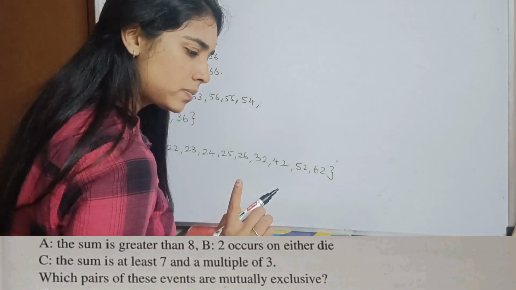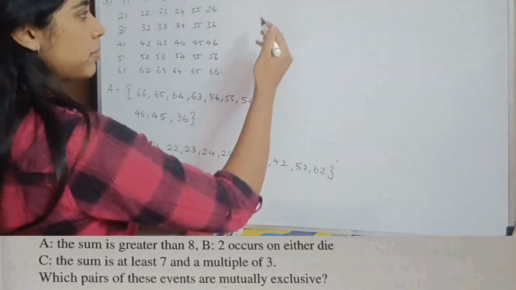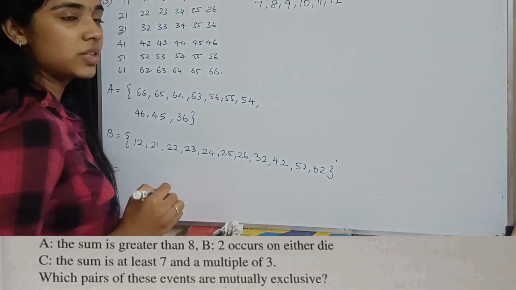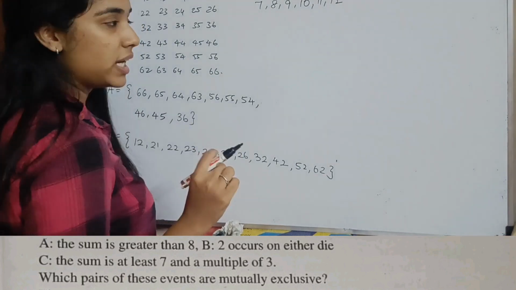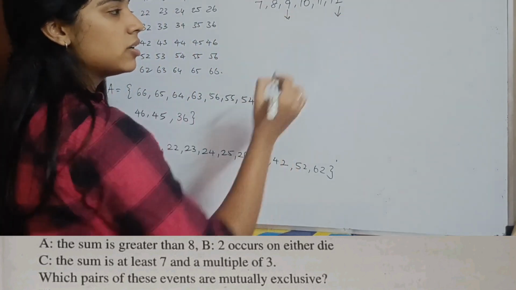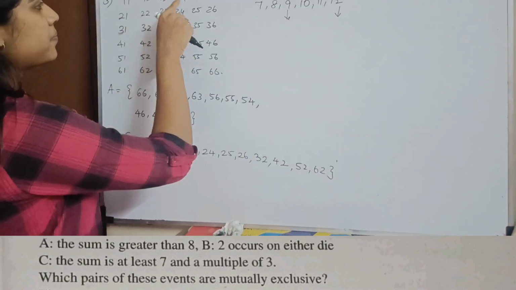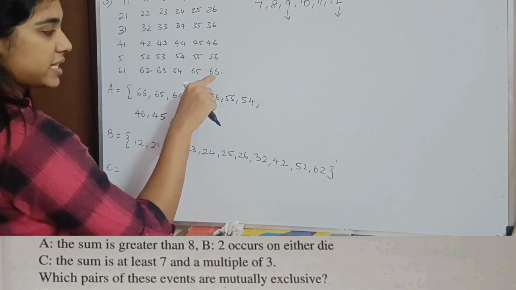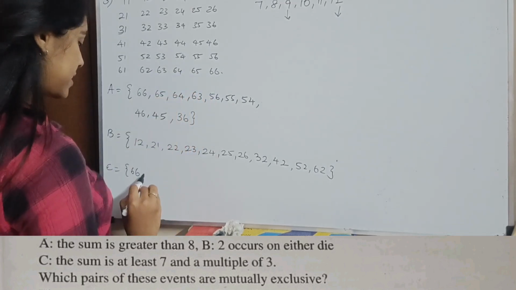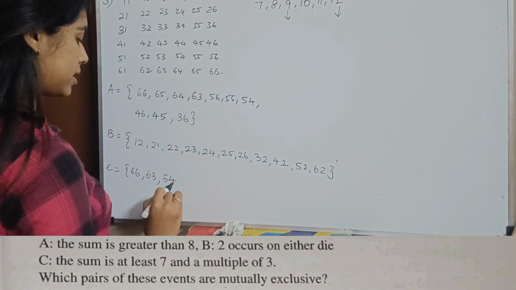What is my C? The sum is at least 7 and a multiple of 3. At least 7 means the minimum number has to be 7. So the sum can be 7, 8, 9, 10, 11, 12. These are my possibilities for the sum to be at least 7. But in our condition it has to be a multiple of 3. So the sum can be only 9 or 12. Okay, so you have to pick numbers whose sum is 9 or 12. So it will be the last line. 6 plus 6, 12. So I have 6, 6. Then I have 6 plus 3, which is 9. That line is finished.